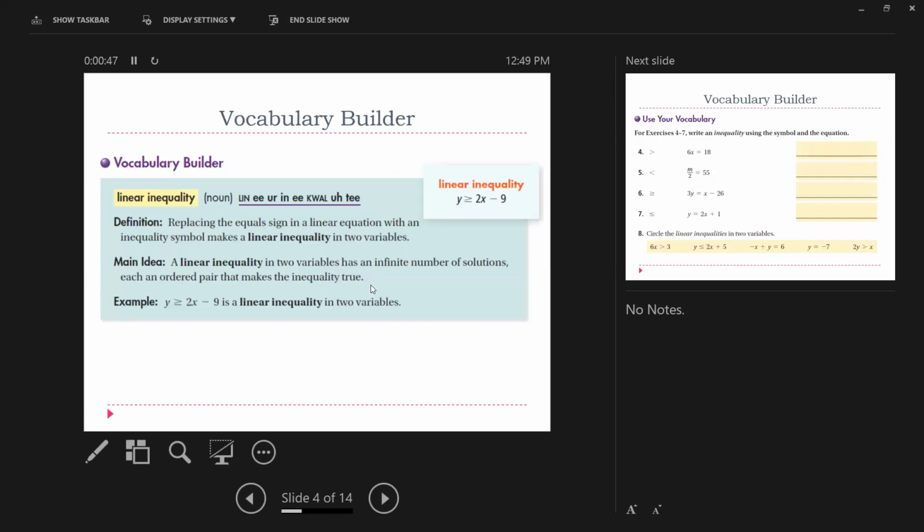Linear inequality, though, gets into equations that look like slope-intercept. In other words, y equals mx plus b. The only difference being instead of an equal sign, now you're going to have an inequality symbol, less than or greater than, less than or equal to, or greater than or equal to. So one of those 4 symbols is going to be part of our linear inequalities now in this lesson.